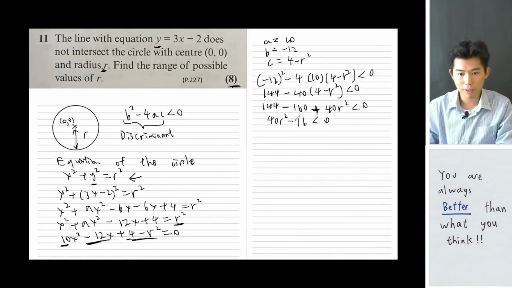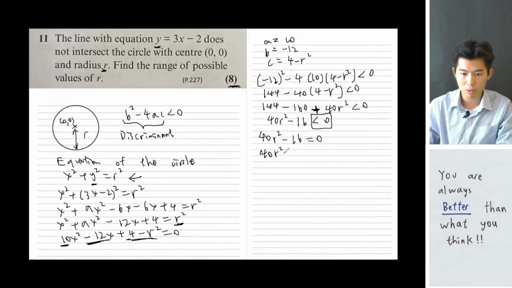From there, we have to find the critical values of r first, because it would be difficult if you see this kind of greater than 0 or smaller than 0, and then it would be pretty hard for you to find a solution. So first thing first, we have to find the critical values. Let's assume that 40 r squared minus 16 equals 0. So 40 r squared equals 16, and r squared equals 2 over 5, and r equals plus or minus root 2 over 5.